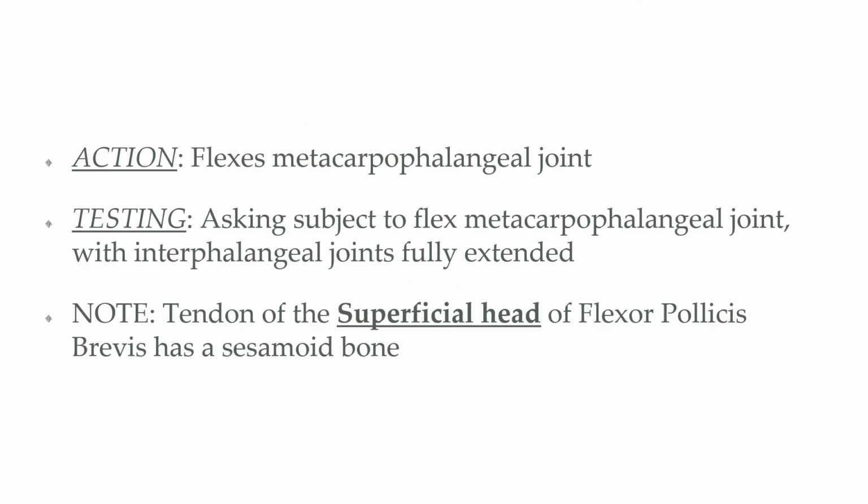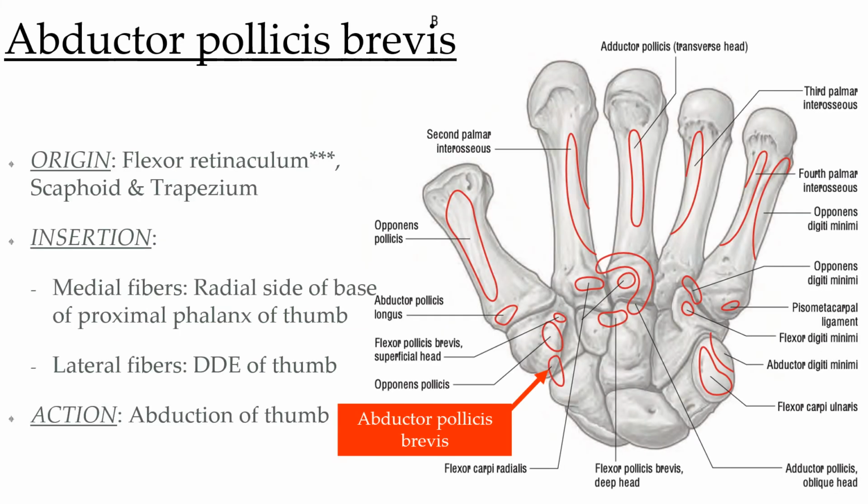The action of flexor pollicis brevis is to flex the first digit, that is, cause flexion at the metacarpophalangeal joint. The special feature of flexor pollicis brevis is that the superficial head consists of a sesamoid bone. Now, if asked how to test this muscle, then we ask the subject to perform flexion at the first metacarpophalangeal joint against resistance.